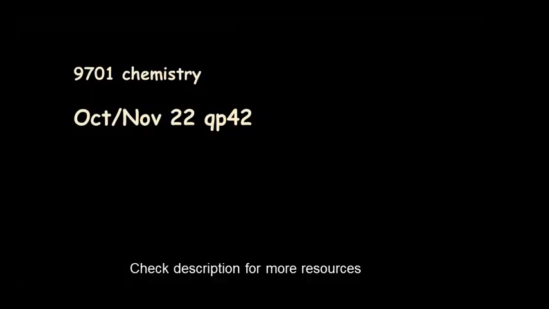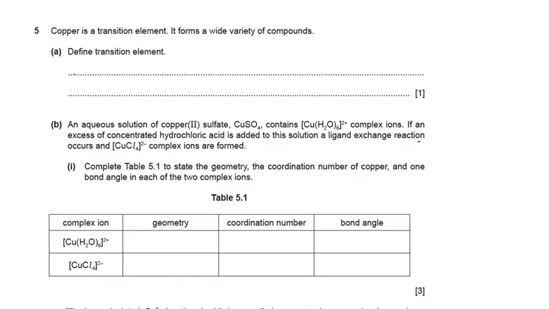For 9701 Chemistry A Levels question paper 4-2 of the examination series October-November 2022, we have already solved the first 4 questions, that is question 1 to question 4, and in this video we'll further solve a few more questions. So here is question 5, and question 5 is related to the transition elements.